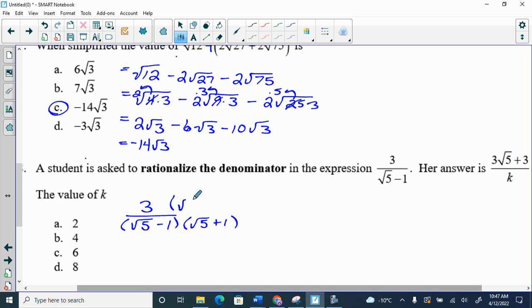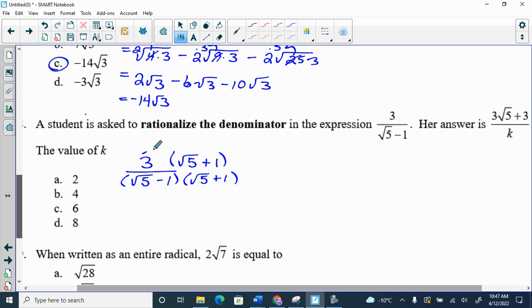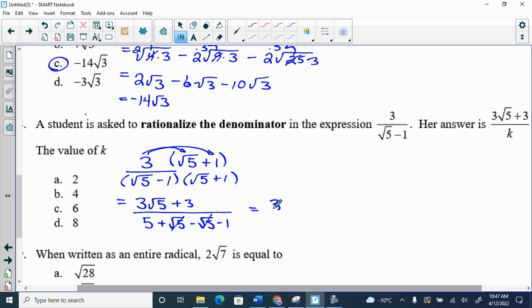It's conjugate. And the reason why is when you multiply by the conjugate, the middle terms cancel, which are the ones with the radicals. So on the top, I get 3 root 5 plus 3 over root 5 times root 5 is 5 plus 1 root 5, so root 5, minus 1 root 5. They cancel, so we know we did it right. And then negative 1 times 1 is negative 1. So we get 3 root 5 plus 3 all over 4.